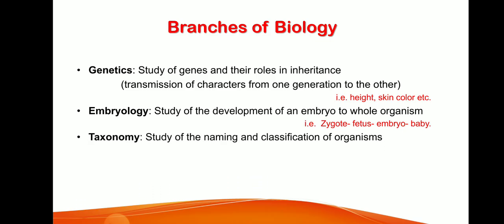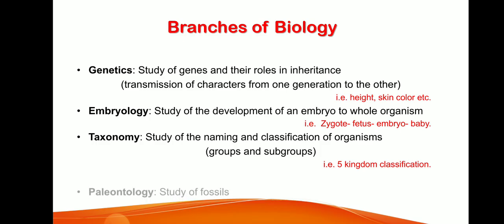The next one is taxonomy, and in taxonomy we study naming and classification of organisms, and the naming is nomenclature. The classification is categorized into groups and subgroups, and it is based on similarities and differences in their structures. In classification we classify organisms into 5 kingdoms.